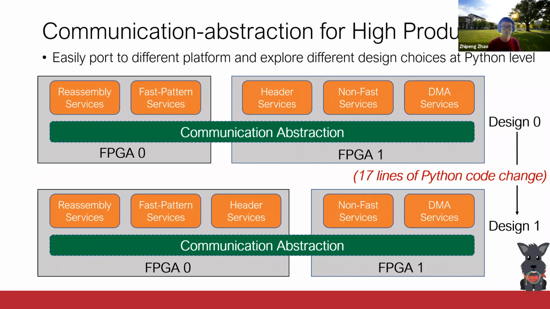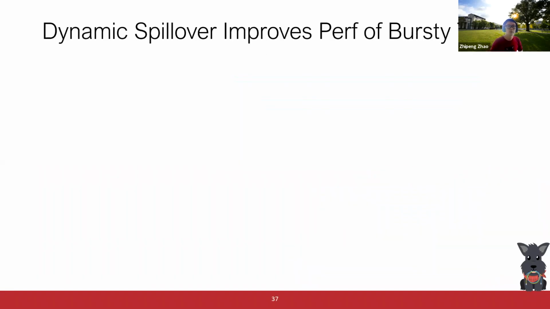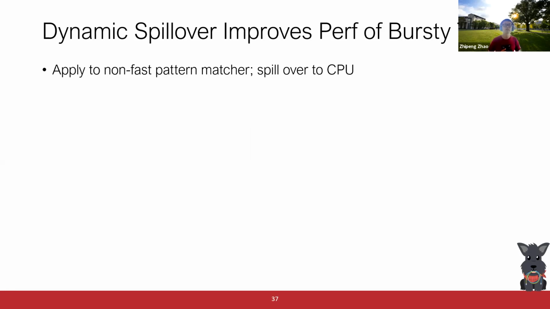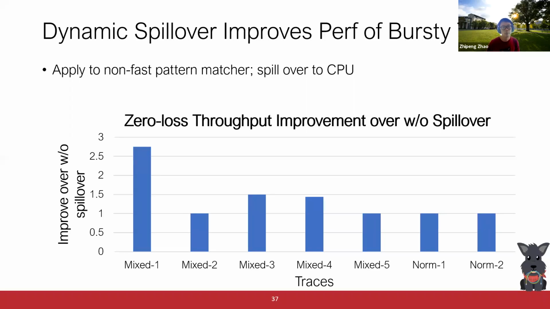Finally, let's take a look at the effectiveness of the dynamic spillover mechanism. Here we apply this idea to the non-fast pattern matcher, and we create a spillover path to the CPU such that when the bursty traffic comes that cannot be handled by the default non-fast pattern matcher, the CPU will use more cores to process these packets. And in this graph, I'm showing you the zero loss throughput improvement over the design without the spillover mechanism.